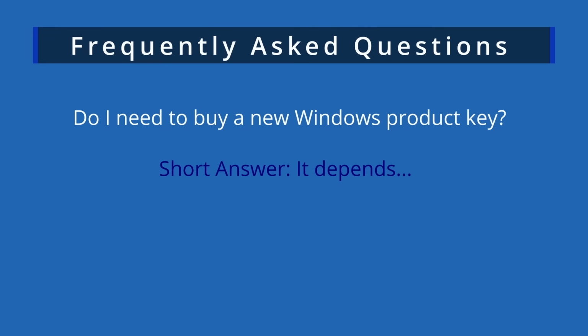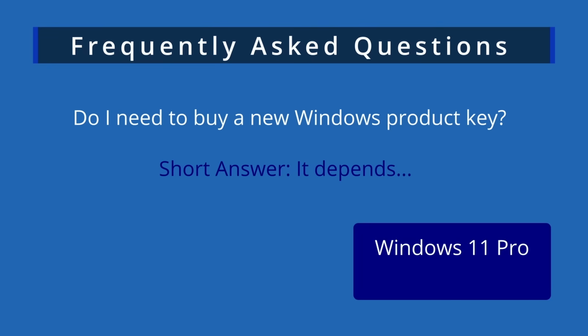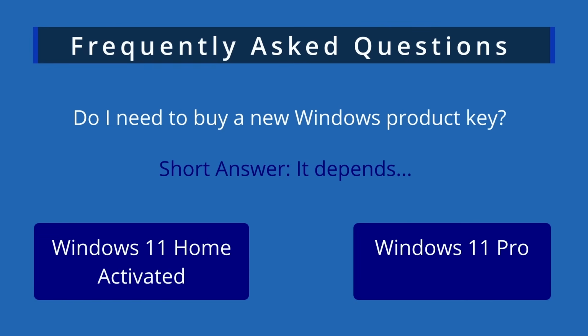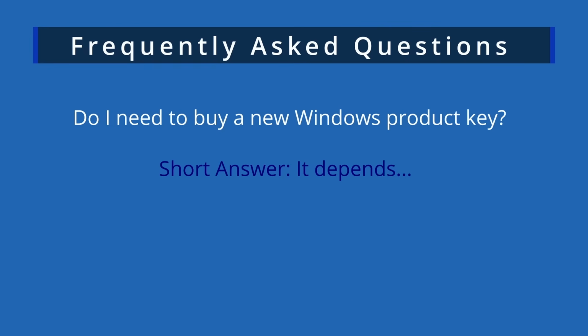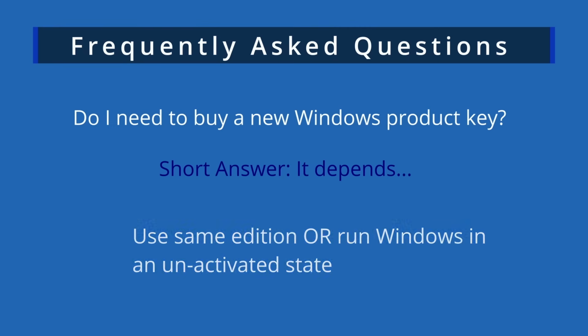However, if you choose to install a different edition than what you had before, so for example you install Windows 11 Pro but you previously had Windows 11 Home, then you will most likely need to purchase a new product key for the new edition. To avoid any additional costs, you should use the same editions that you've already previously activated. But it's totally up to you what you install if you're happy to pay for additional product keys or run Windows in an unactivated state.